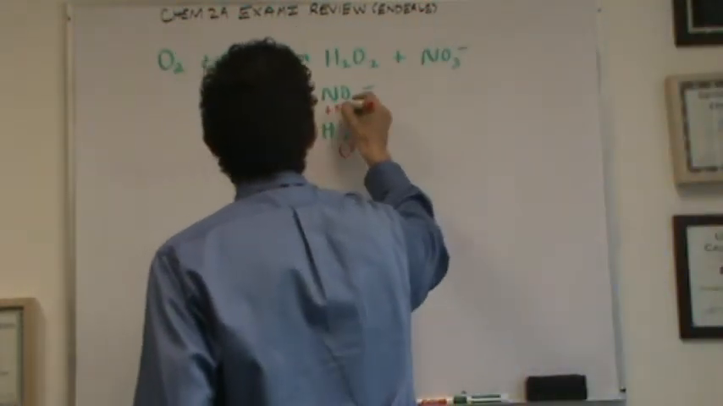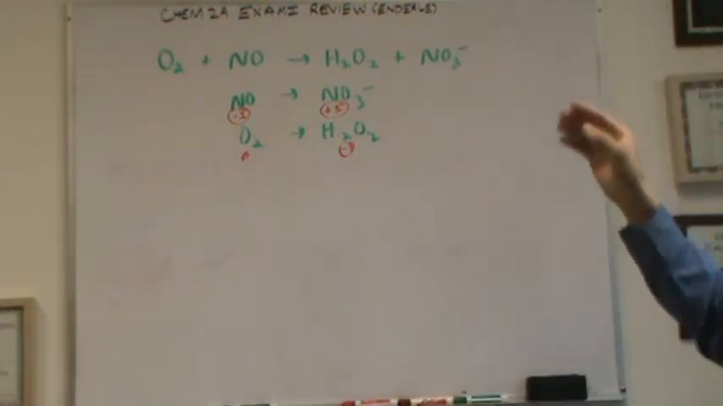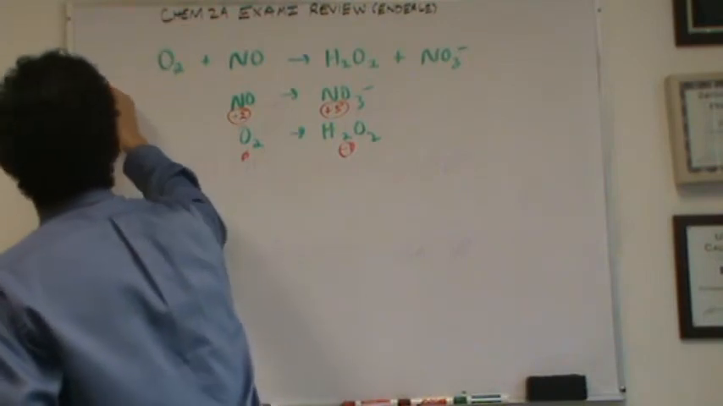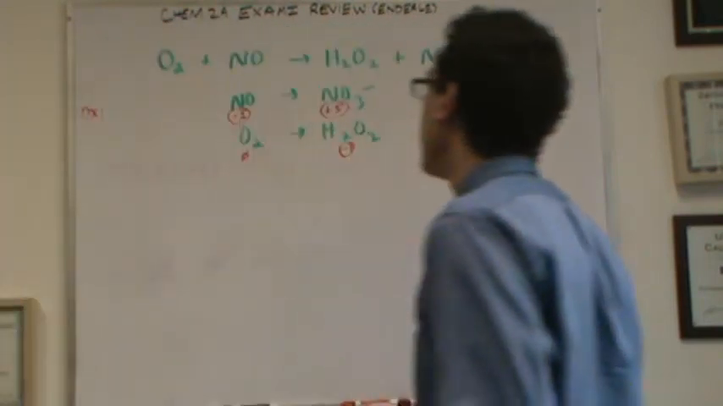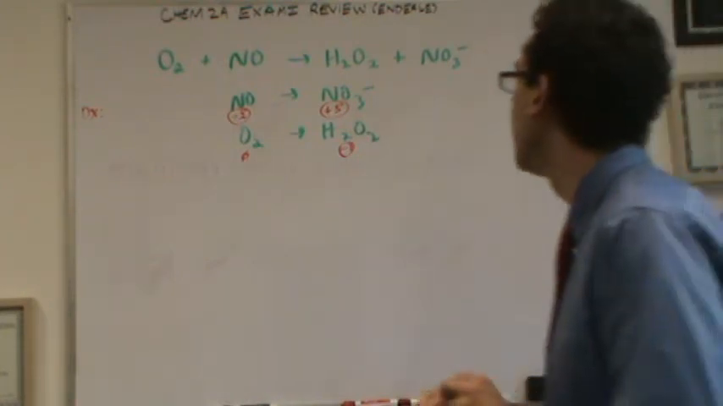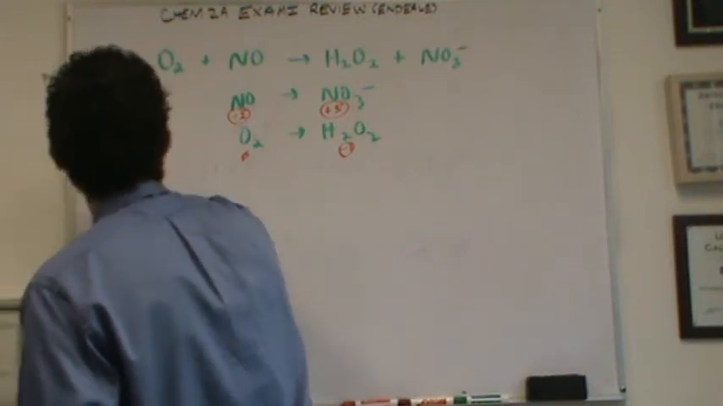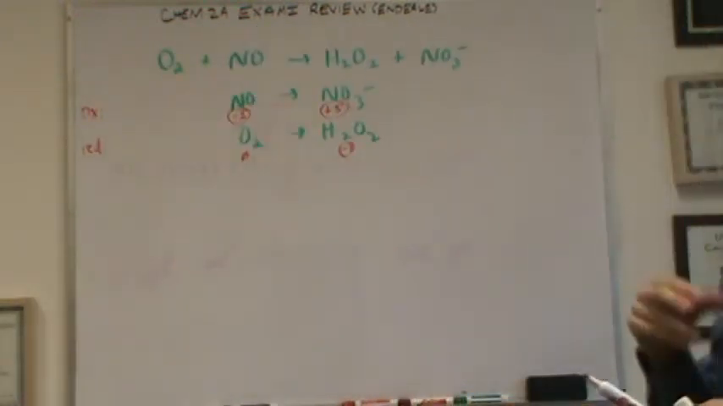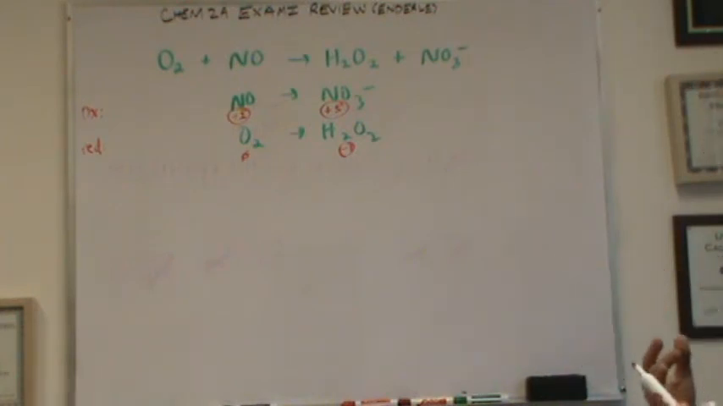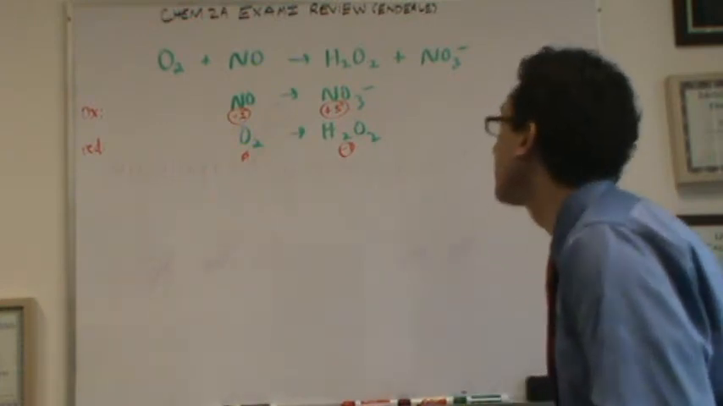So you can see that the top one increases in oxidation state. I'll put the label over here. This is the oxidation half reaction, where nitrogen gets oxidized, or you could say NO gets oxidized. Then the O2 goes down from 0 to -1, so we'll call that the reduction half reaction. You could also say that the oxygen was reduced, or that the O2 was reduced. Either way is totally fine with me. Now let's go through our 4 steps to balance this.